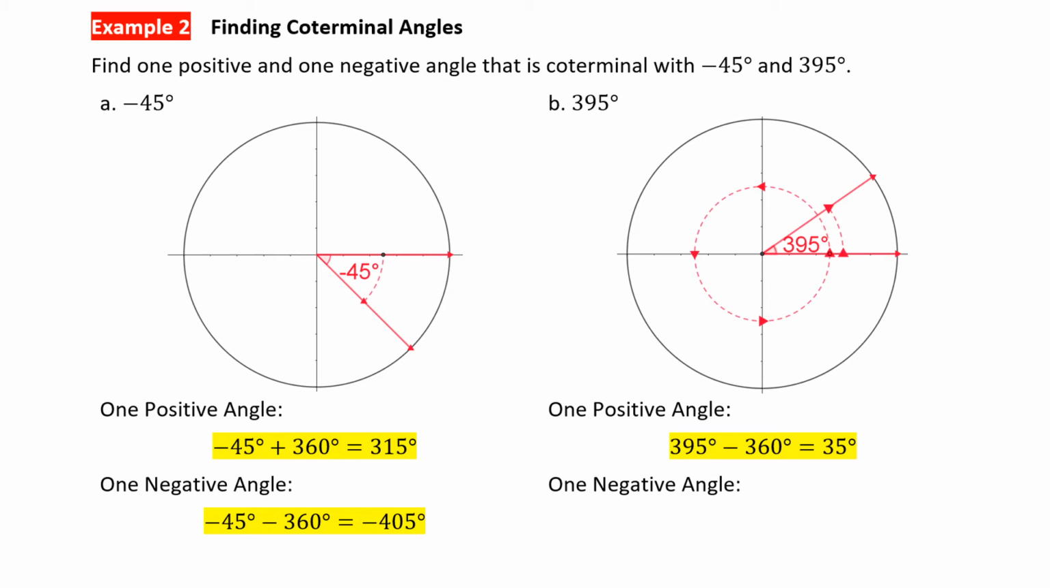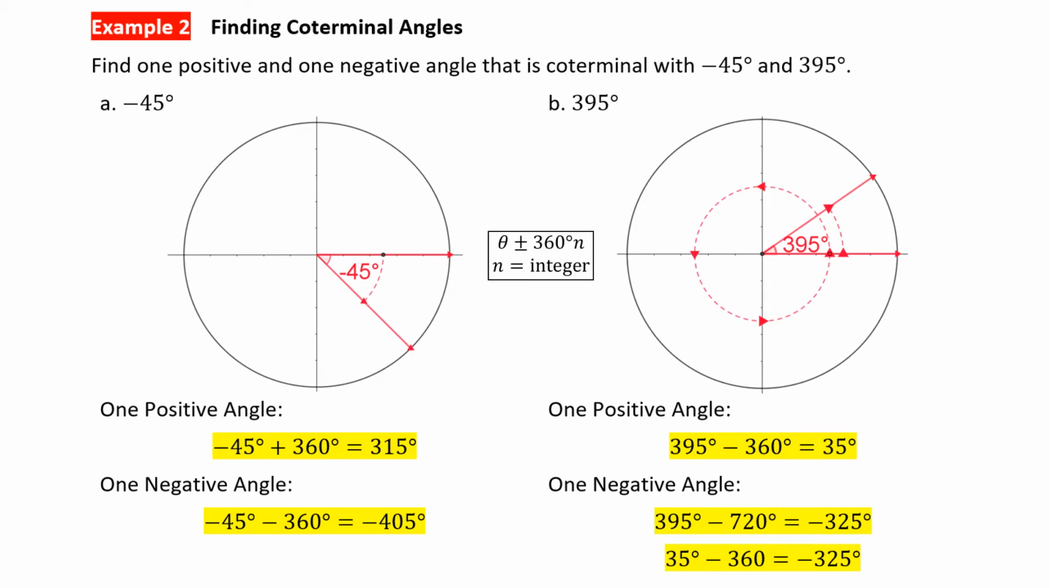There's an infinite number of possibilities, but generally we tend to like to have our angles within 360 degrees. So for a negative angle, we could either take 395 and subtract 720, or if 35 is coterminal, we could subtract 360, and negative 325 is another good example. In general, if we take our angles and add or subtract multiples of 360, so 360 times n, provided that n is an integer, we will come out with coterminal angles.